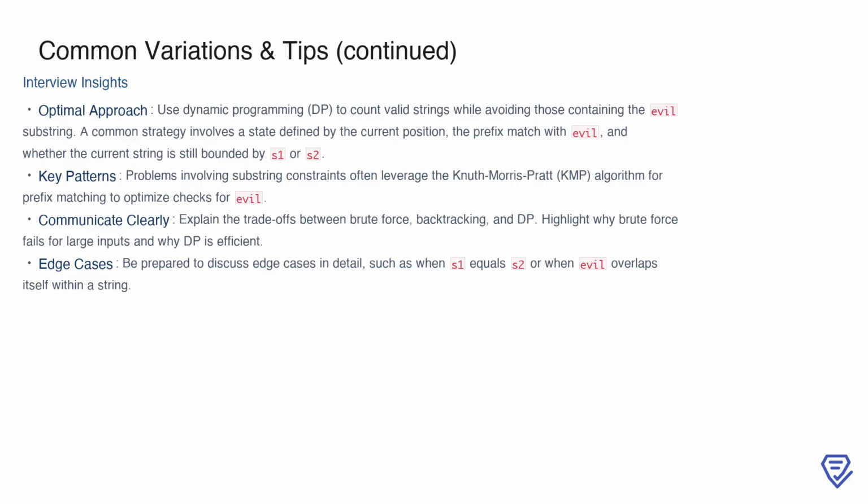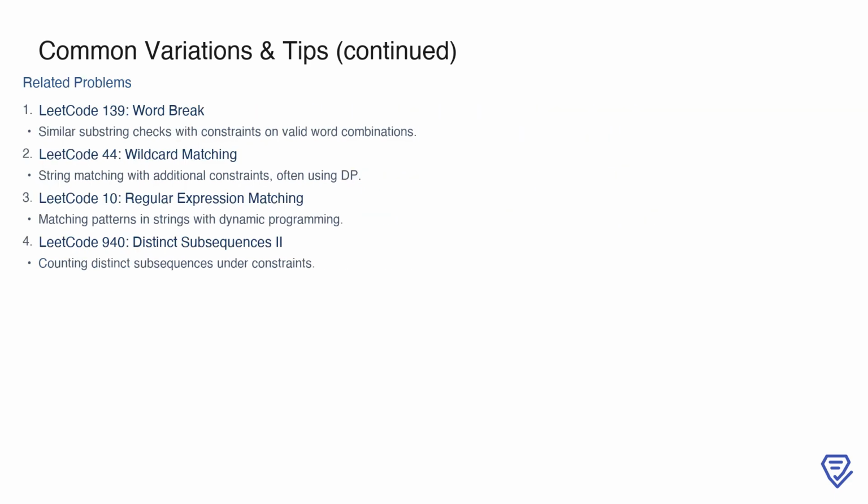In interviews, it's also important to communicate your thought process clearly. Discuss the trade-offs between brute force, backtracking, and dynamic programming approaches, highlighting why brute force is inefficient for large inputs and why dynamic programming excels. Be prepared to address edge cases, such as when S1 equals S2 or when the evil substring overlaps itself within a string. This problem shares similarities with other LeetCode challenges, which can be helpful for building your intuition.